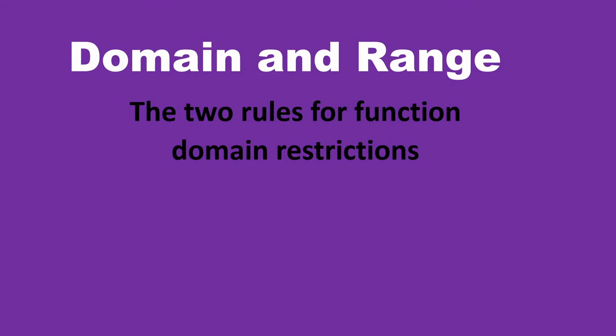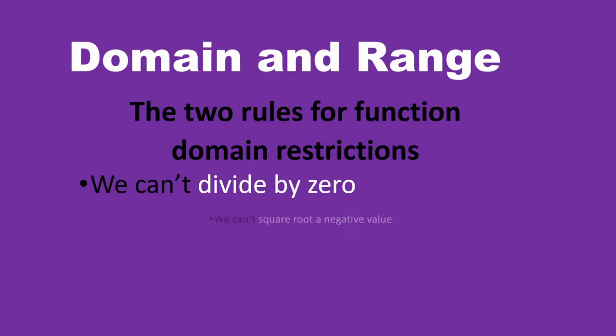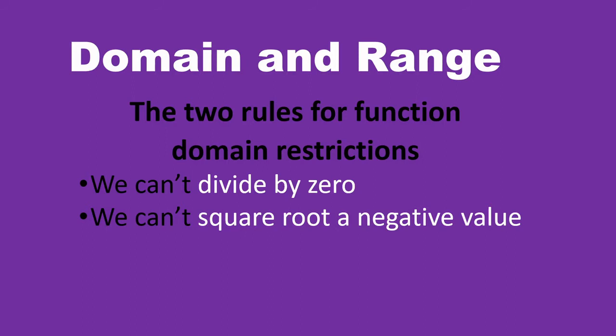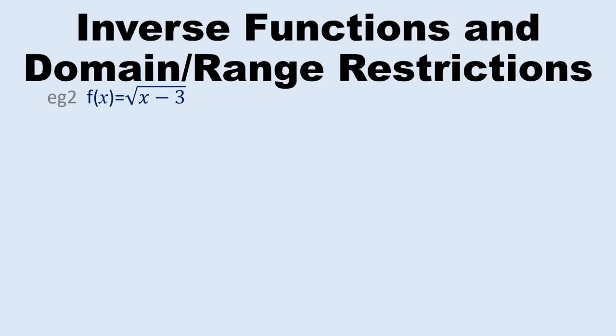The two rules for function domain restrictions are that we can never divide by 0. That means that any function with a division or a fraction could never have a denominator of 0. Also, we can never square root a negative value. So any expression underneath a square root sign must always give a positive value. For example, this function f takes the input value, subtracts 3 from it, and then square roots the answer.